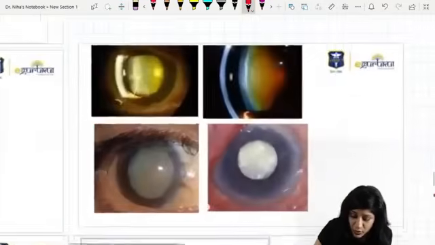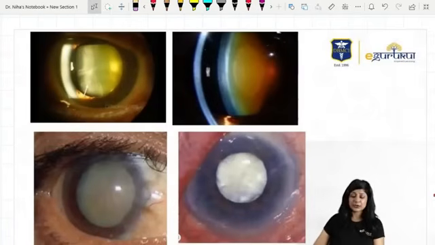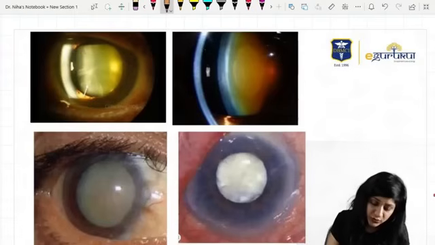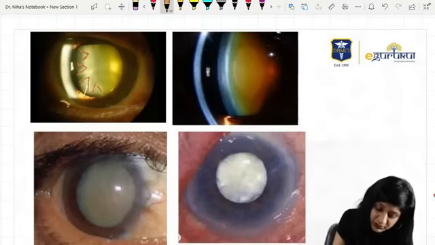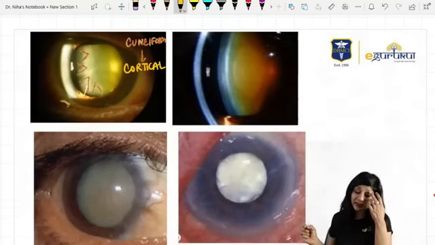So we will have a look here at the different types of cataract that we can have in the patient. Can you see here you are having these wedge shaped opacities in the periphery. So this is basically the cuneiform variety of the cataract, which is the most common cortical cataract.